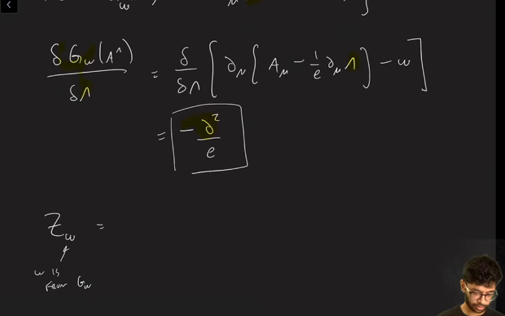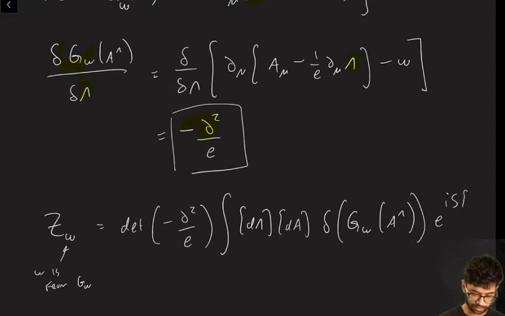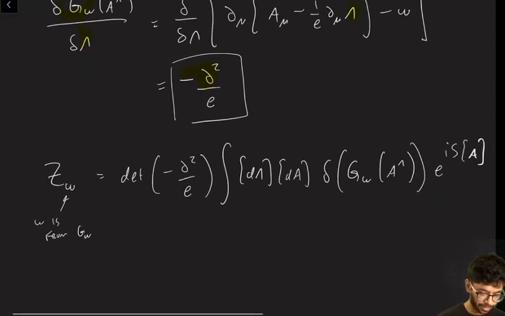So because the determinant is just the determinant of minus delta square over e, I get that. And now I still have to do the integral over lambda and over A, and I still have this delta function g omega of A lambda, and I still have an e to the iS of A. Okay, and I've put some omegas in the subscripts just to remind us that things here in principle depend on omega, although in the end they really should not.